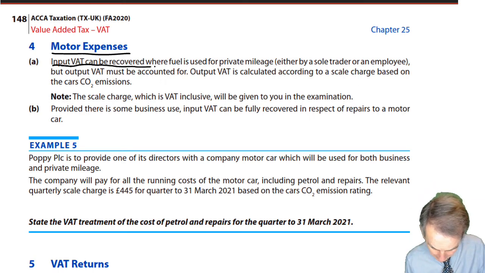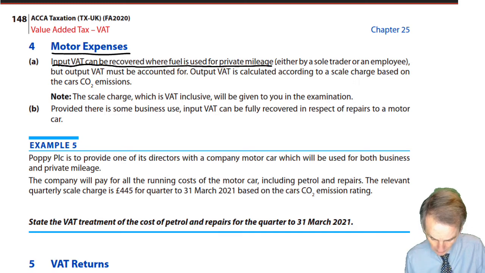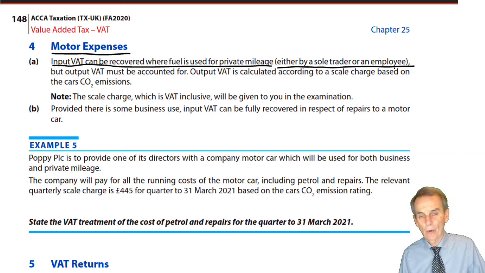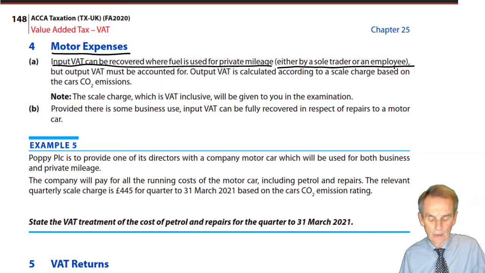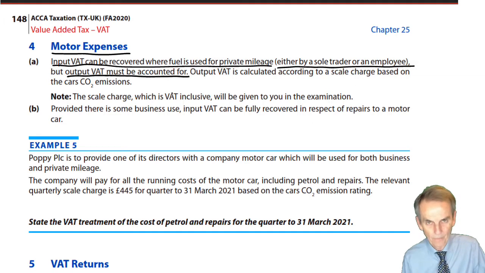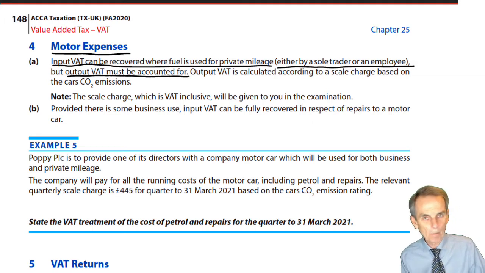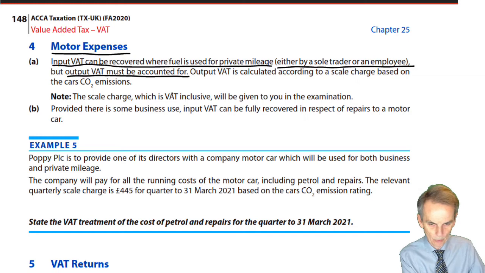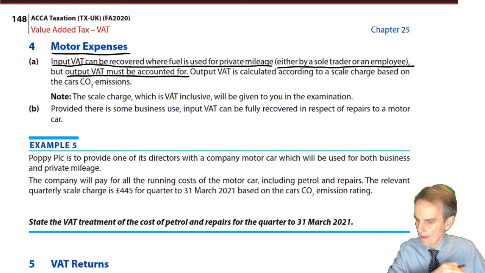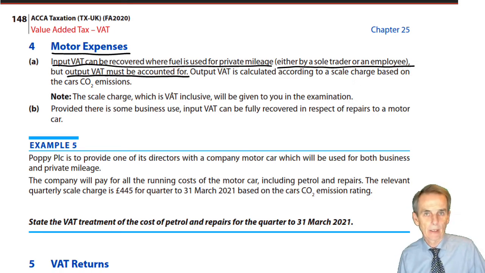Input VAT can be recovered where fuel is used for private mileage, and that's either by a sole trader in the unincorporated trade or an employee of either unincorporated or incorporated trade. But output VAT must be accounted for. So initially, we don't bother with what's the private proportion, what's the business proportion. We just say, right, all of the input VAT in terms of all those fuel costs incurred by the business in relation to those employees, all of that is recoverable.